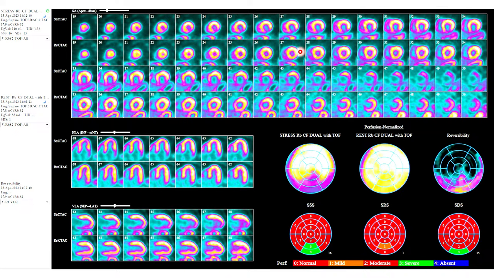If you look at the inferior lateral, actually from base to apex, it looks like it's reversible. So I would say maybe medium-sized reversible defects in the inferior lateral. That makes me concerned for circumflex disease. So it looks like single vessel. Would you agree?